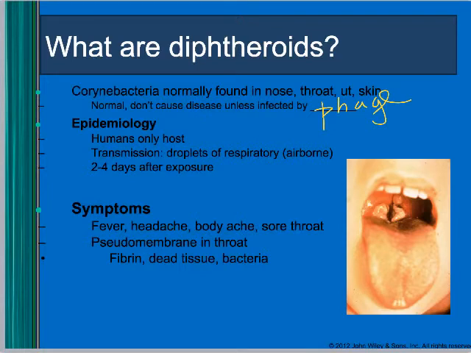Okay, so this is diphtheria. The symptoms are fever, headache, body ache, sore throat, and then because of the toxin, it can form a pseudomembrane in the throat. Fibrin will build up in there, so it forms like a wall or a membrane, and then it's got dead tissue and bacteria, and then the kids can't breathe. They don't have a good airway.